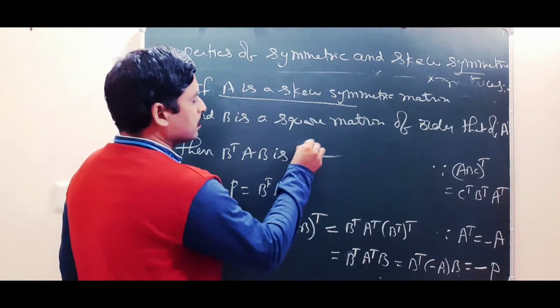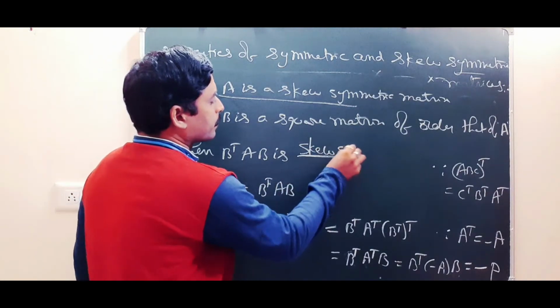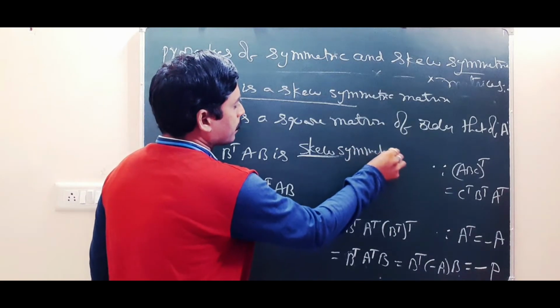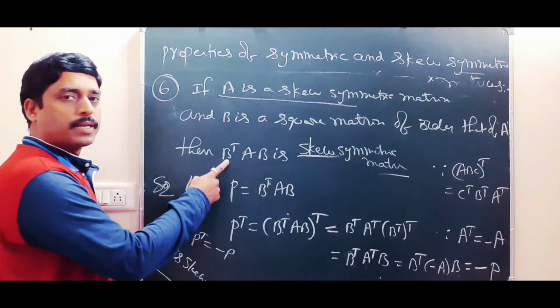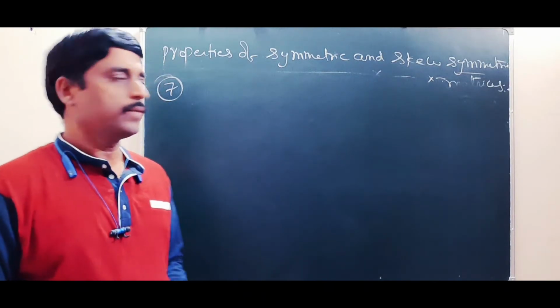So what is the answer? Skew symmetric matrix. Okay, B transpose into AB is a skew symmetric matrix. Okay, now explain the seventh point.